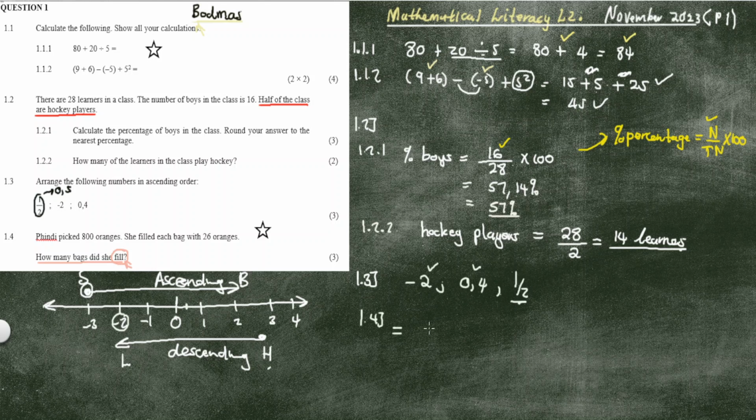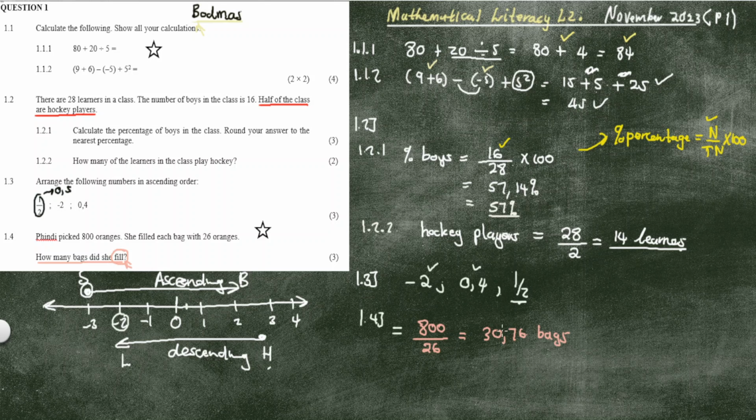Okay, so this is a grouping problem. So grouping involves division. So we're going to take the 800 and divide it by the 26 group of oranges. So what is 800 divided by 26? I'm getting 30.76 bags. But this shouldn't be the final answer, right?